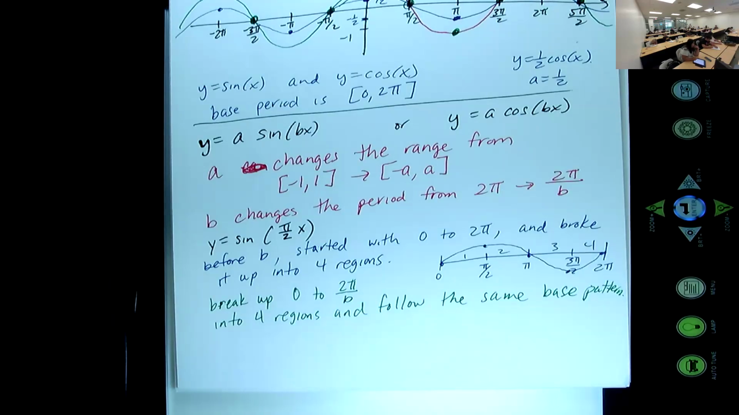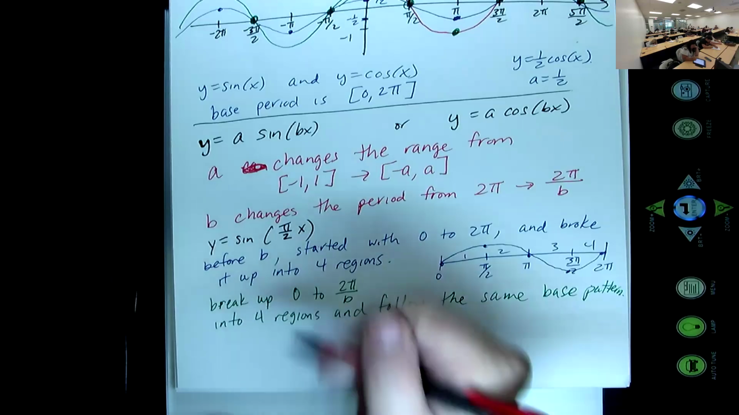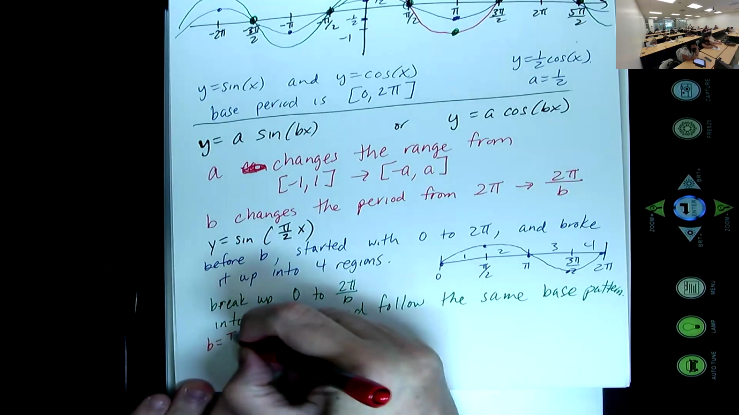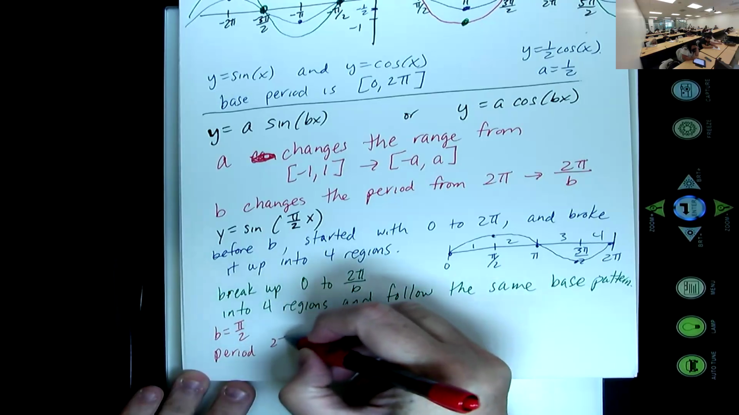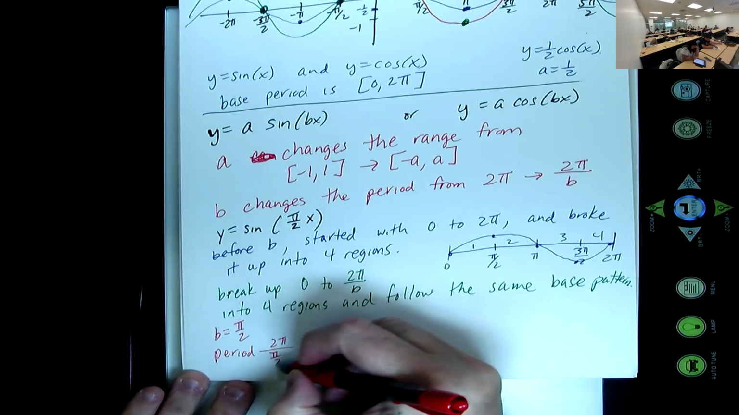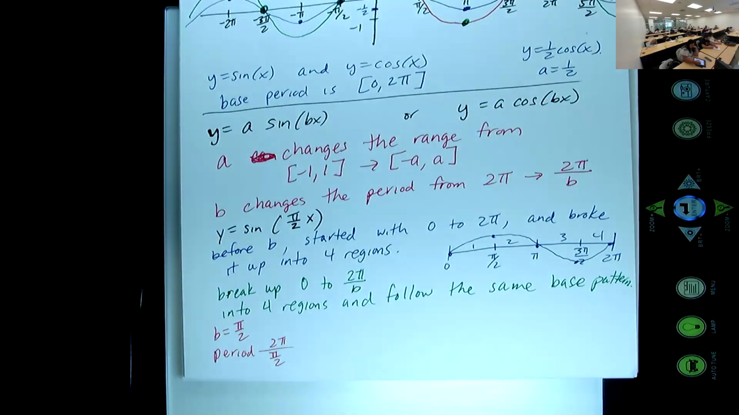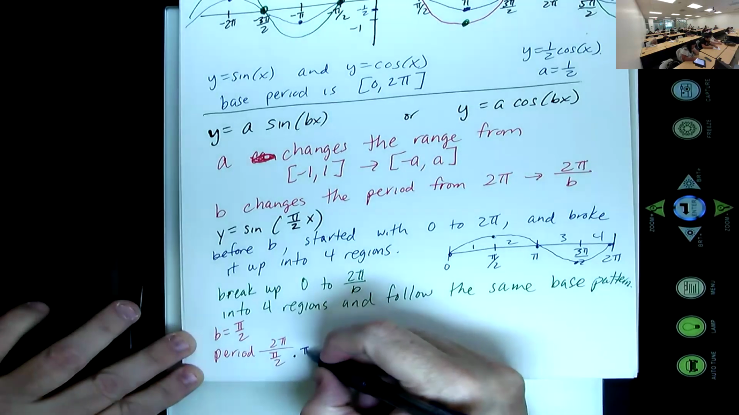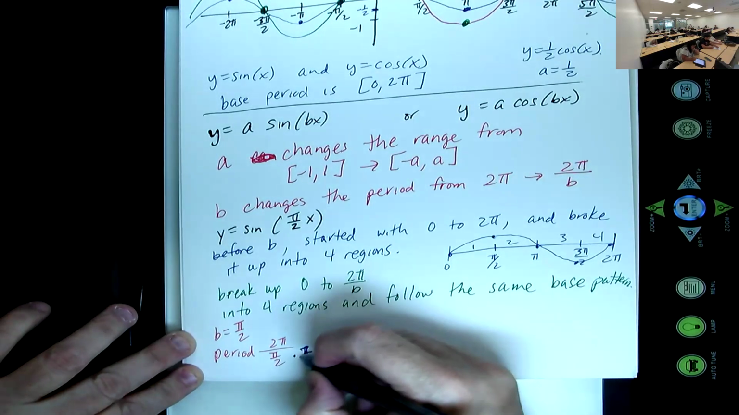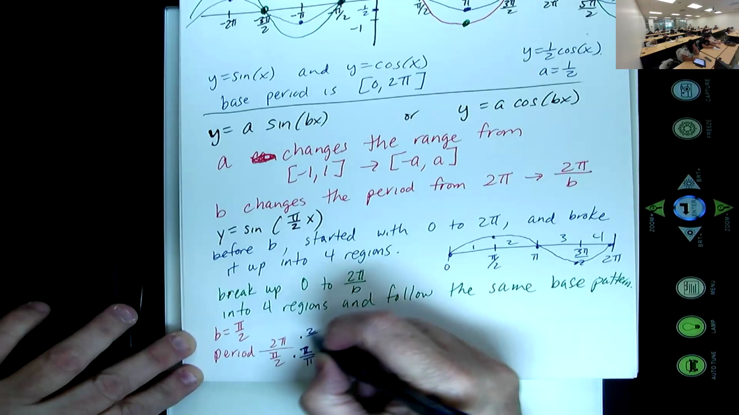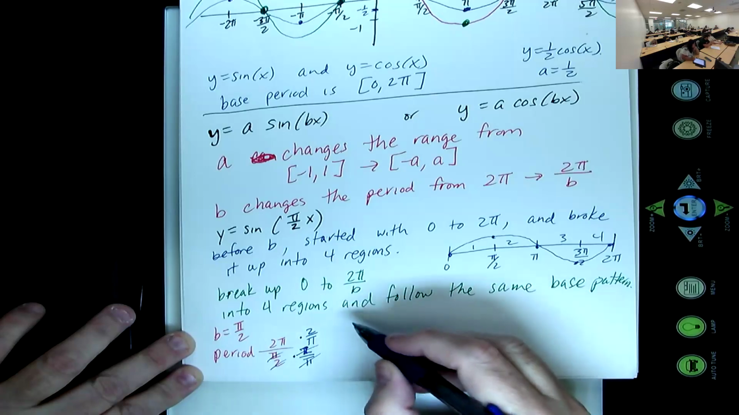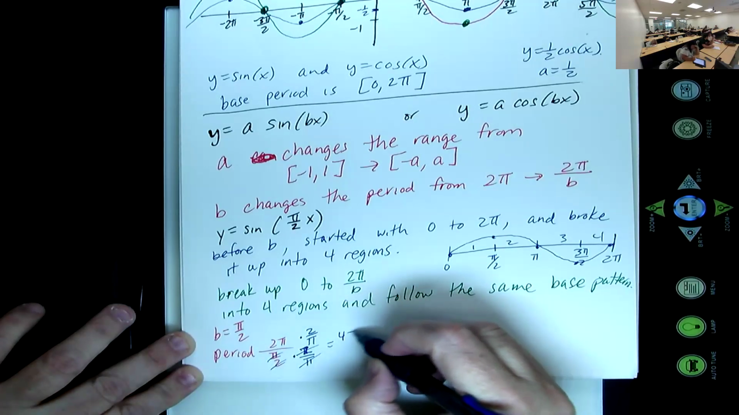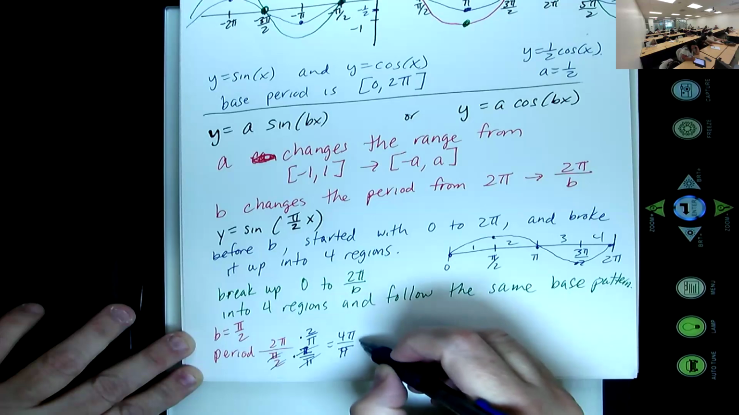So, what do we got here? B is pi over 2, so our period is gonna be 2 pi divided by pi over 2. Which is a little awkward, but remember, we can multiply by the reciprocal. 2 over pi times 2 over pi. That cancels, that cancels. And I've got 4 pi over pi, which is 4.